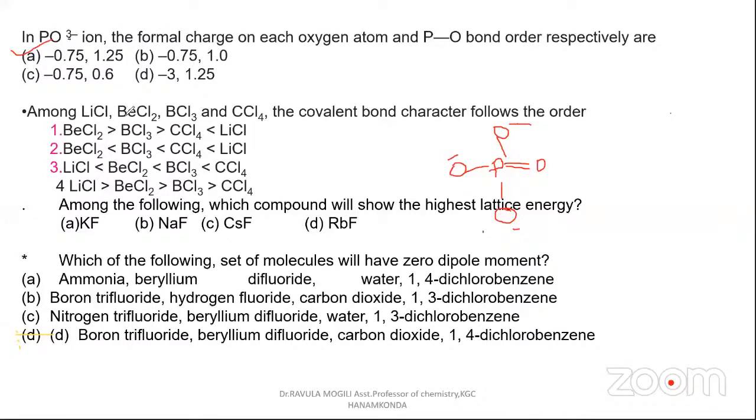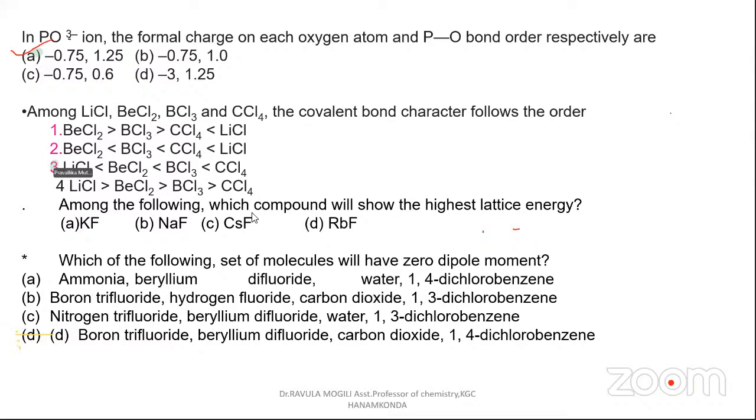Next, among lithium chloride, beryllium chloride, BCl3 and CCl4, the covalent bond character follows the order. Can you explain covalent character? Among lithium chloride, beryllium chloride, boron trichloride, and carbon tetrachloride, covalent character increases from lithium chloride to carbon tetrachloride. Carbon tetrachloride is more covalent in nature. Therefore, our answer is C. So C is the right answer.